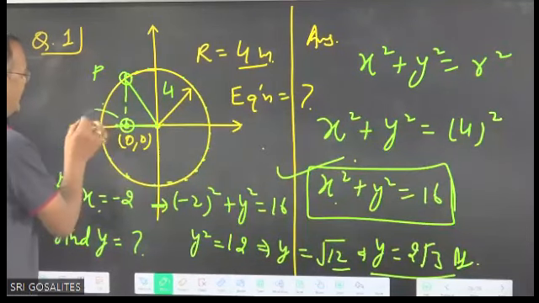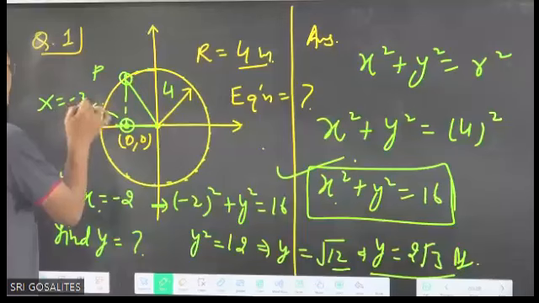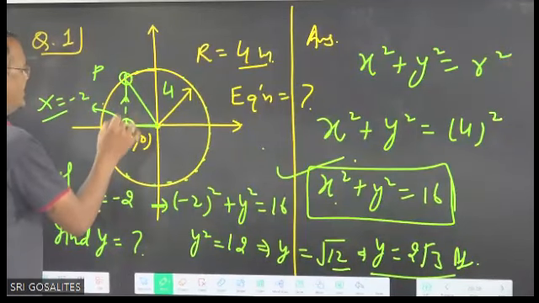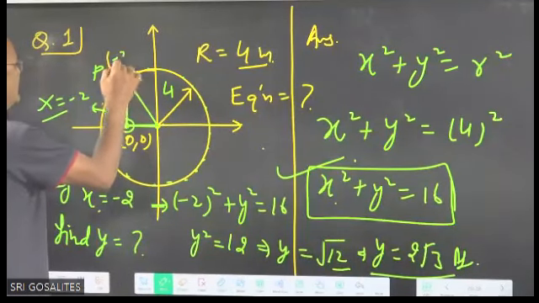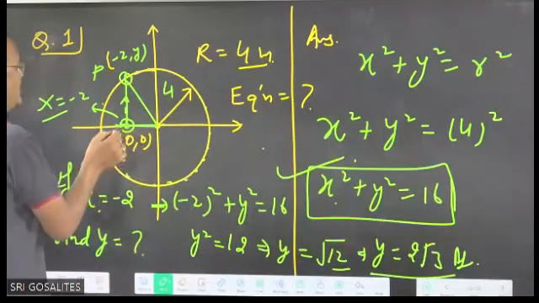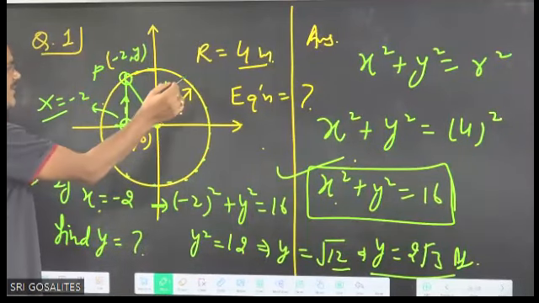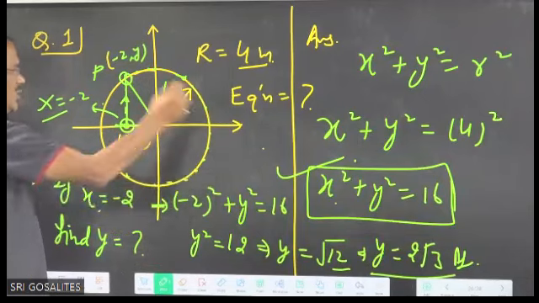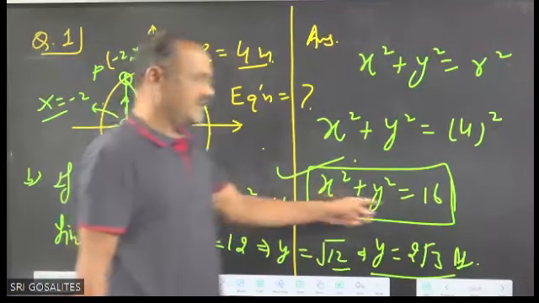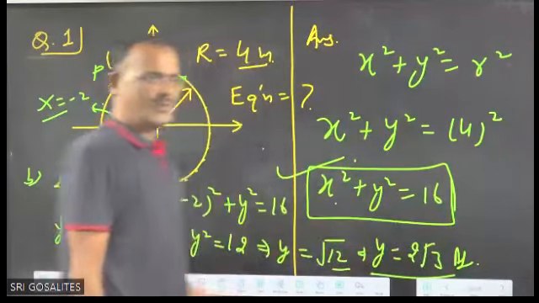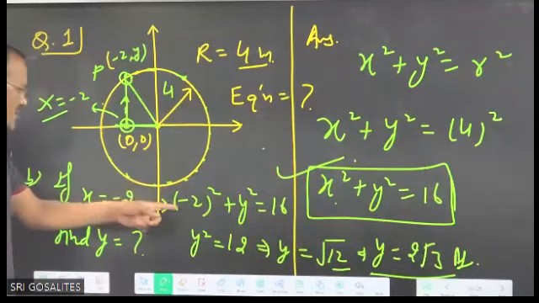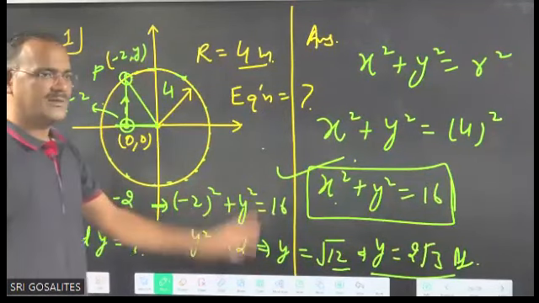यहाँ पर x कितना है बेटा? -2 है. This is -2, this distance. And what is this y? I want the coordinate of this point. If x is -2, what is the y? So means everywhere over the circle, all points are bound to obey this equation. So I just put the x as -2. Then I got the y. Okay.